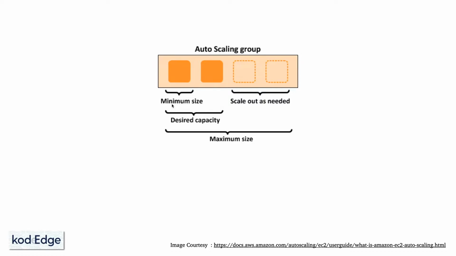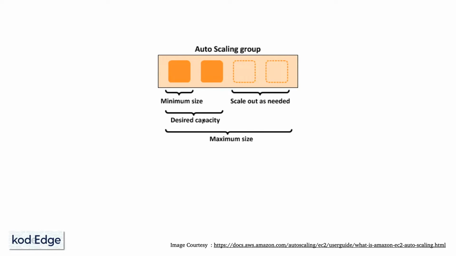So what is minimum size? Our autoscaling ensures that your group never goes below this size. What is maximum size? Autoscaling ensures that your group never goes above this size. And what is the desired capacity? Desired capacity means autoscaling ensures that your group has this many instances.